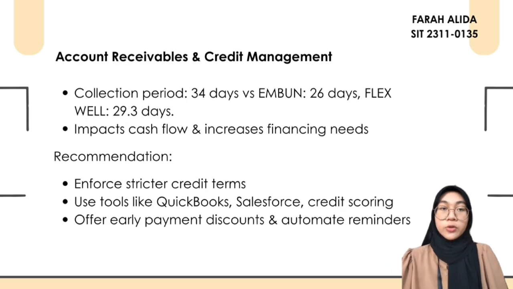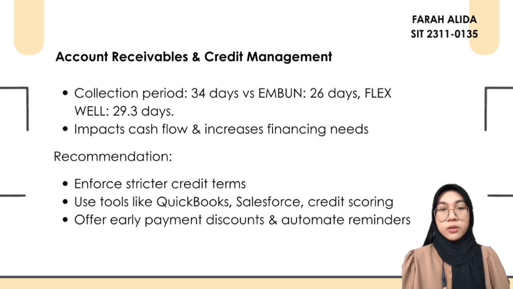Dura Ltd can also improve by strengthening accounts receivable and credit management. Dura takes an average of 34 days to collect payment from customers, which is longer than ABDUL, which is 26 days, and Flexwell, which is 29.3 days. This delay in receiving cash can affect the company's ability to operate efficiently.